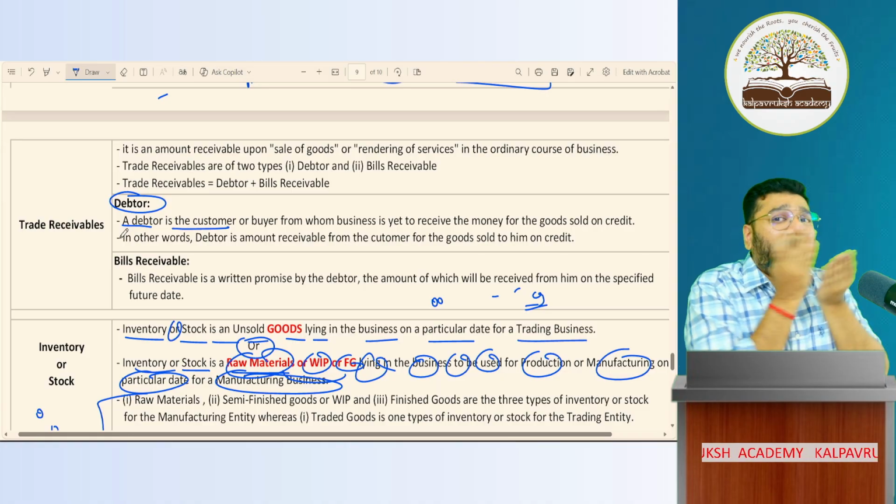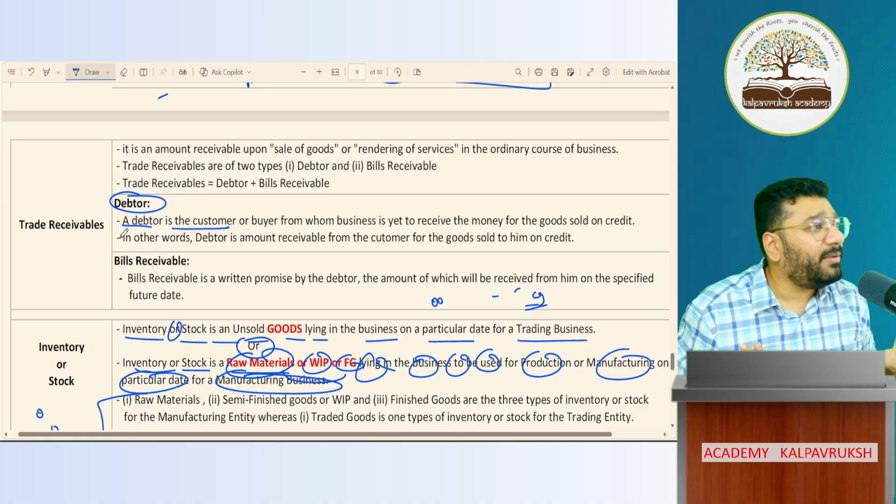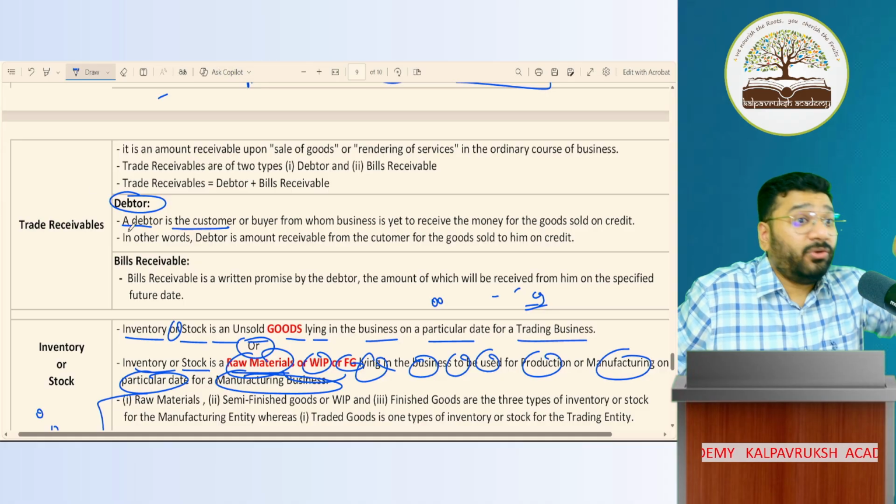Gati says customer is debtor. Debtor means customer. Why is creditor coming in between? Donkey people. Not you, them.